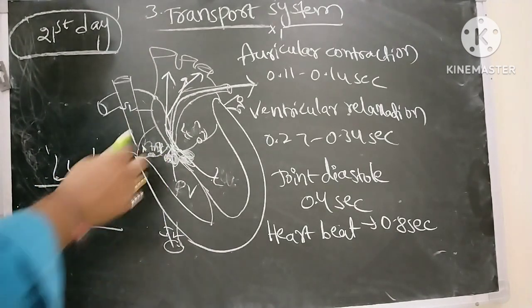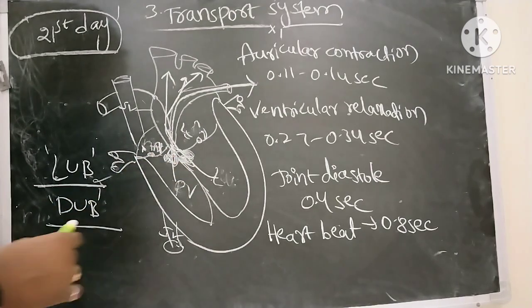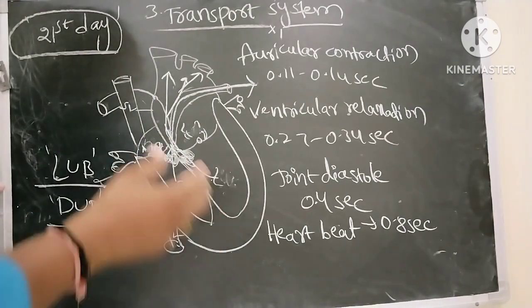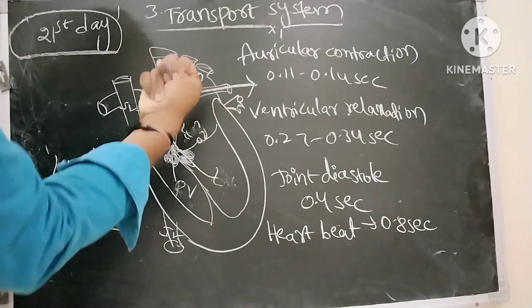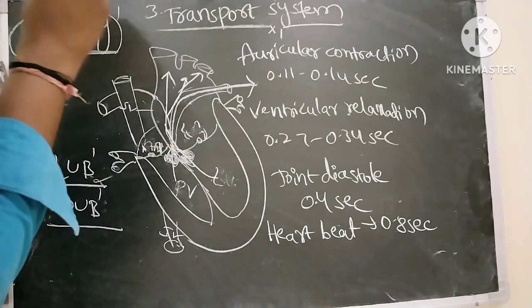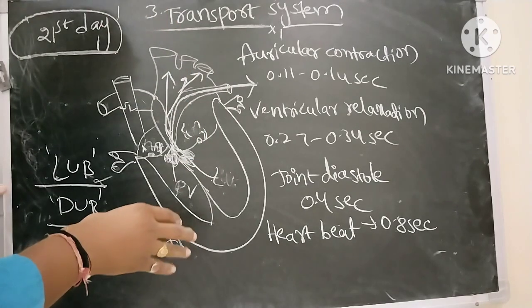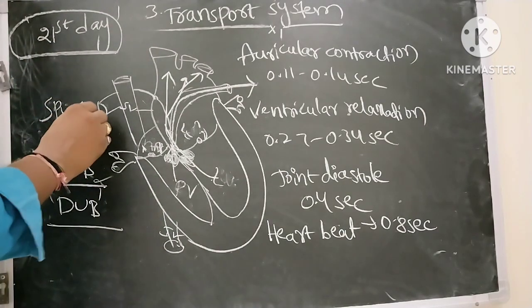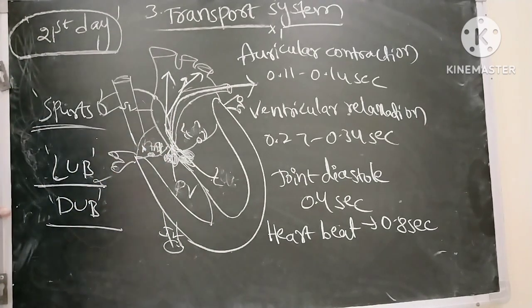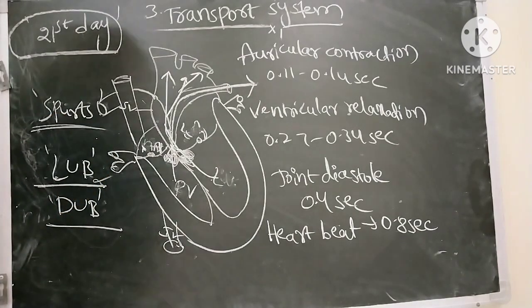And one more important point is that the blood does not flow like continuous water, it is in the form of spurts. Spurts means the blood enters the respective auricles in the form of spurts. S-P-U-R-T-S. Okay, this is about the cardiac cycle.